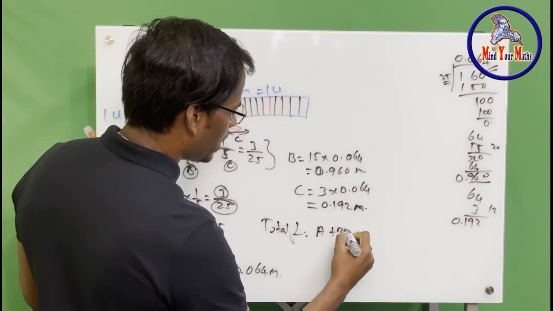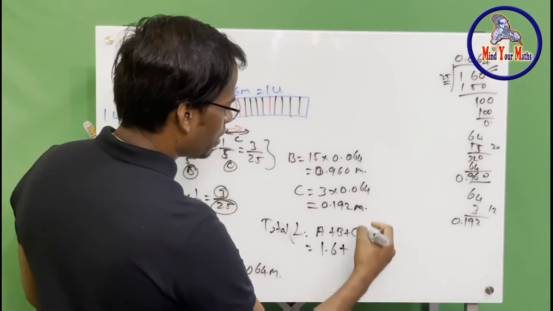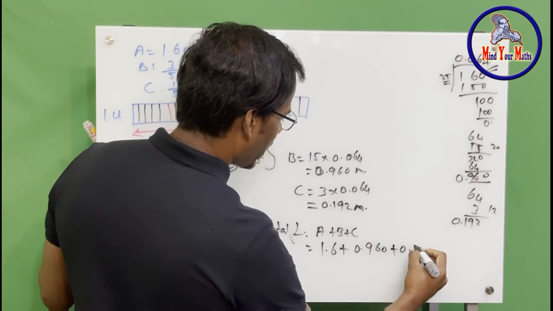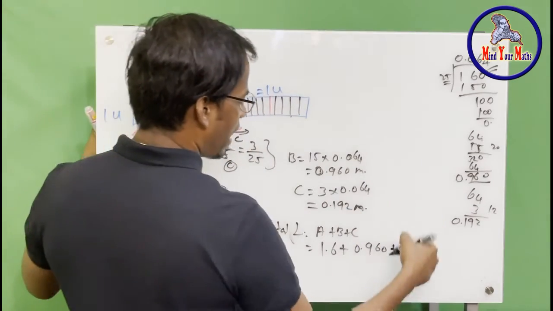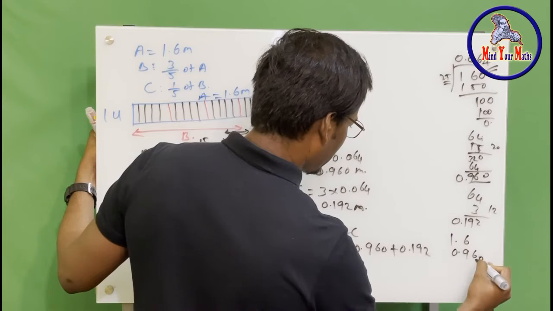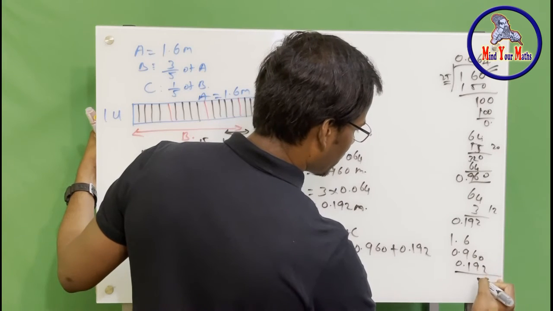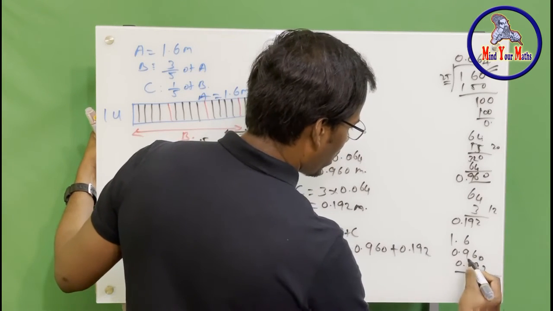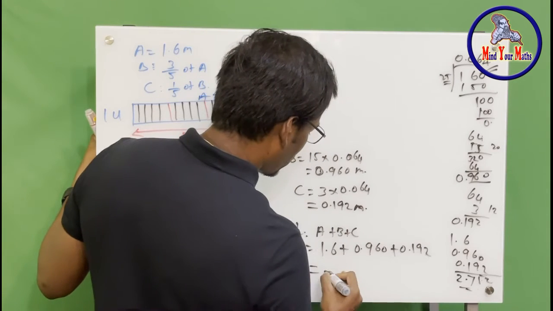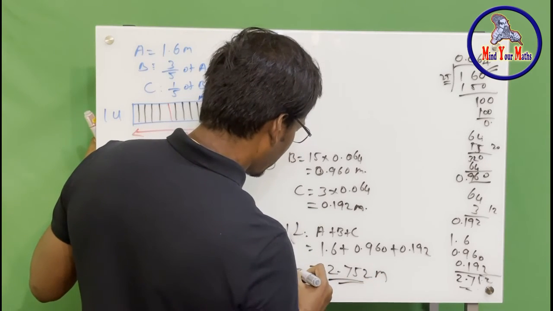But the total length is equal to A plus B plus C. A is 1.6 meters. B is 0.960, plus C is 0.192 meters, right? So now let's add them together. 1.6, then 0.960, then 0.192. How much will it be? 2, and 9 plus 6 is 15. And then 1, 10, 11, 17, and then here 2. Yes, that's right. So the total length is 2.752 meters.